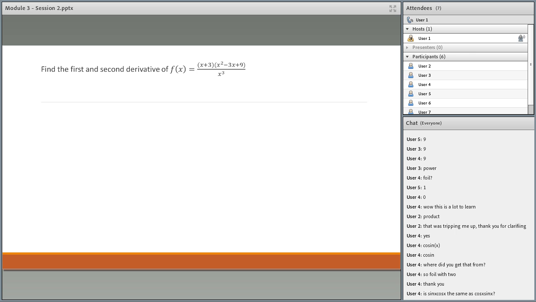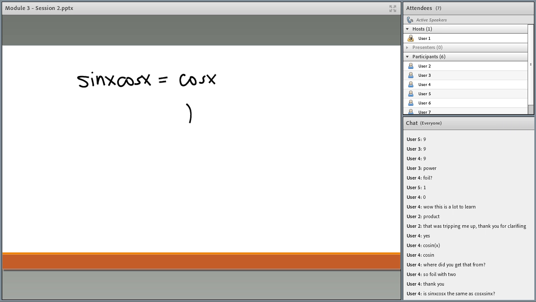Yes, so sine x cosine x and cosine x sine x are the same thing. So sine x cosine x is the same thing as cosine x sine x. It's kind of the same idea as, is 3 times 4 the same thing as 4 times 3? Yes, so we can multiply them in any order and it's okay.